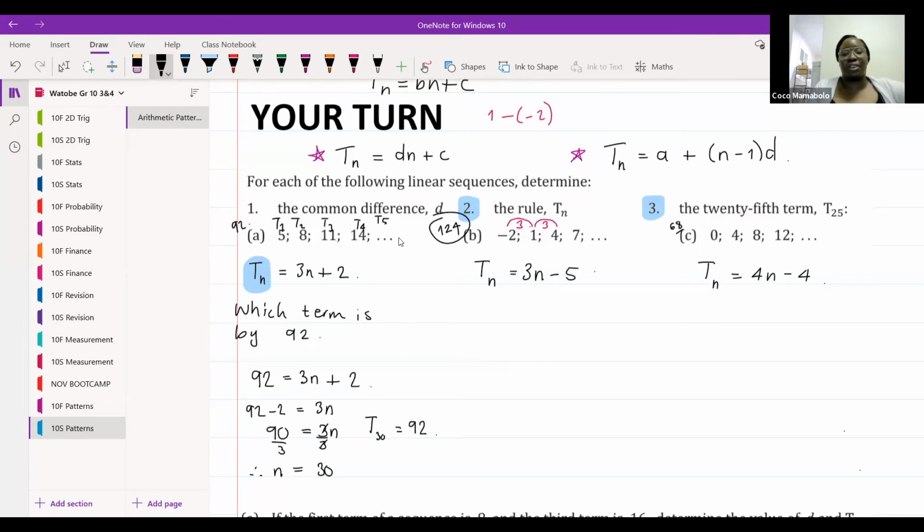Sorry, Pascal. So we should get 124 is equal to 3n minus 5. Yes, I just wrote my own question wrong. Okay, and then we're going to add 5 on each side. So 129 is equal to 3n. And then we're going to divide by 3. Therefore, n is equal to 43.